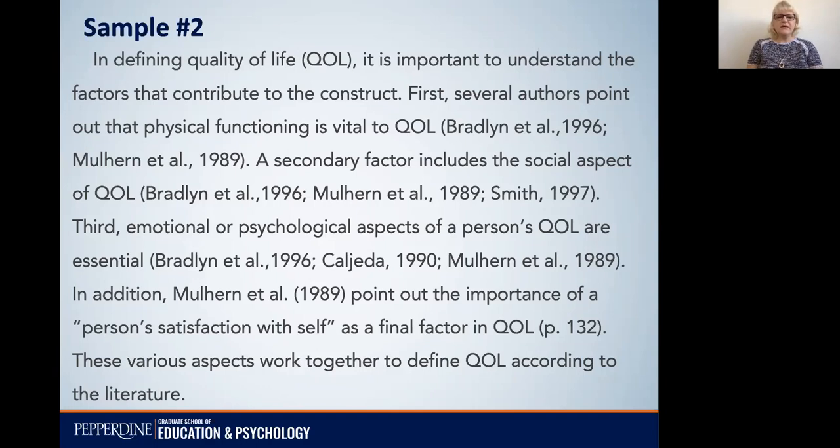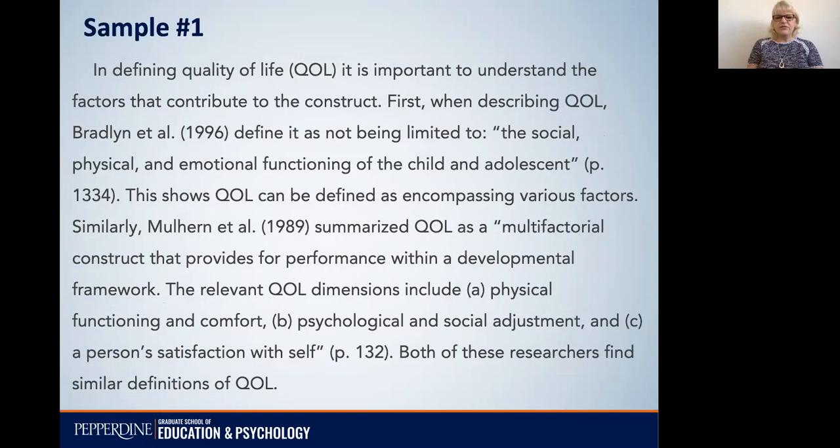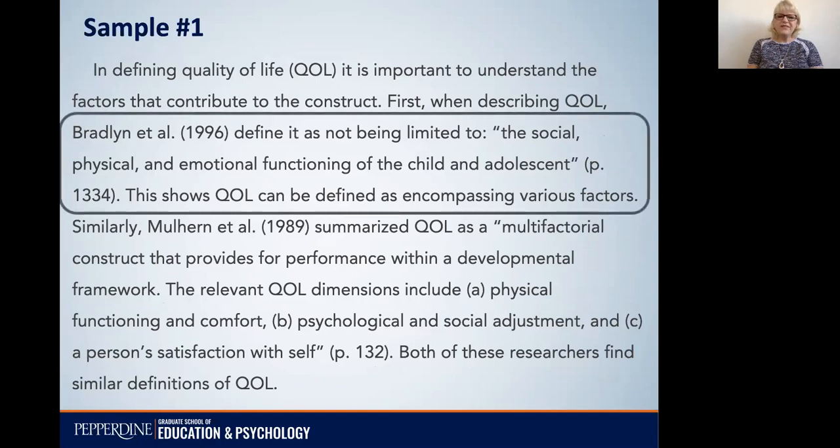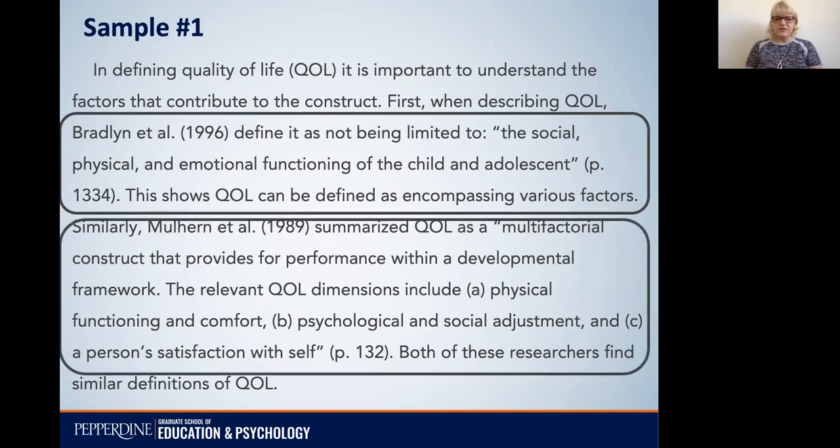Okay, so in this example, I would suggest that if we look at sample 1, we have a few problems. Even though the structure of the paragraph is pretty good, we have 2 very long quotations. Well, not very long, but quite long. And this one is the Bradlin definition, and this one is the Mulhern definition. So this uses the skill of quoting pretty effectively, but in graduate level academic writing, you want to try to get away from quoting so much. And you want to also try to focus more on synthesizing with a literature review.